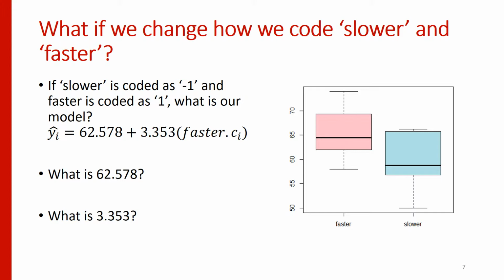a -1 here. So before we go forward, take a second to pause this and answer for yourself, what is 62.578 and what is 3.353? How do these things relate to the means of these two different groups?